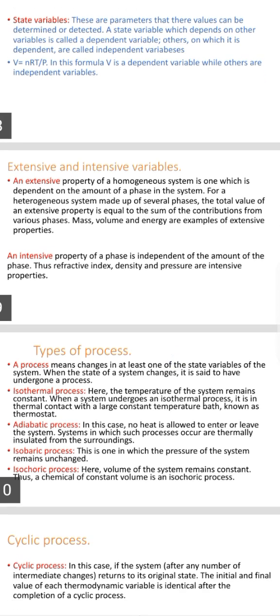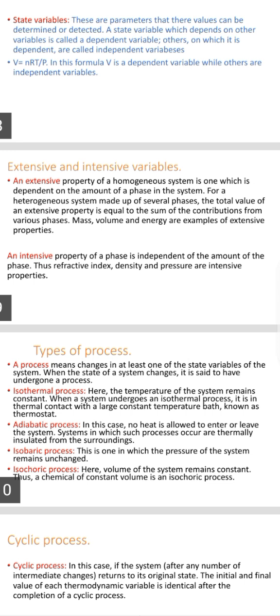Then talking about extensive and intensive variables. An extensive variable is a property of a system, which can be homogeneous and also heterogeneous. If it is a homogeneous system, an extensive variable is one which is dependent on the amount of phase in the system.